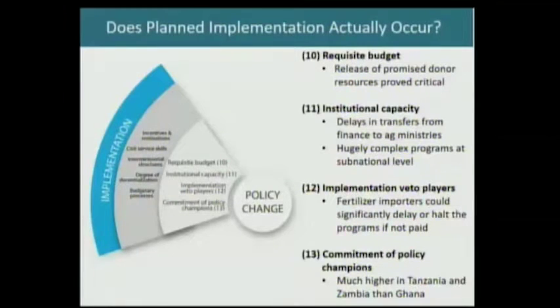Implementation veto players, that's our 12th variable. This is distinct from the government veto players we talked about earlier. So these are the implementers, often the non-governmental implementers, whose engagement is really consequential for the program. So in this case, not surprisingly, fertilizer importers were really essential implementation veto players. Anytime they decided not to participate in the program, or they were paid late, so they delayed importing and distribution, this really affected how the program was implemented.